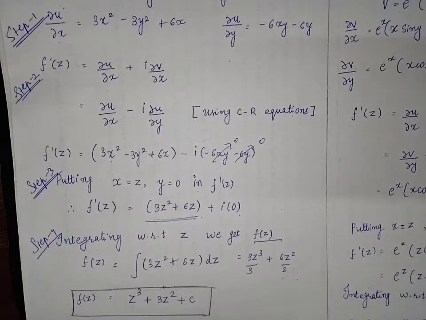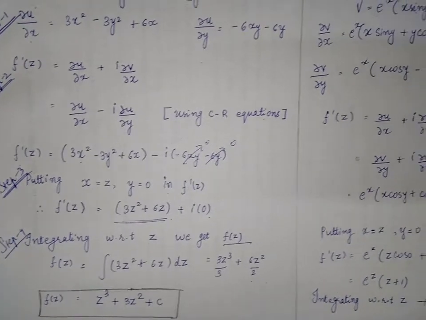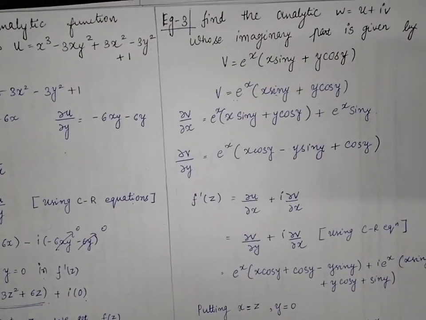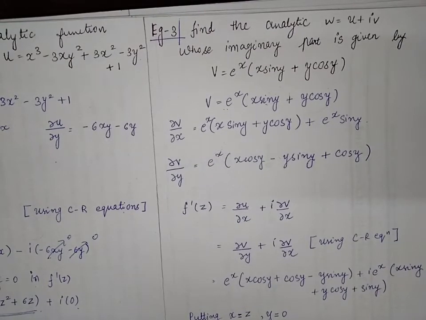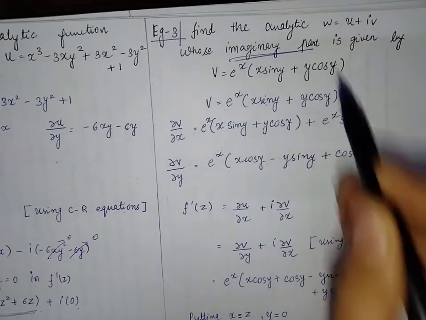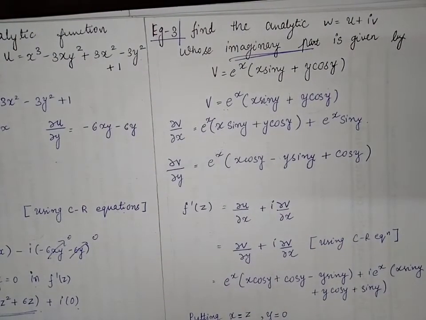Okay. So moving towards the next example. Example 3. Find the analytic function w equal to u plus iv, whose imaginary part is given by v equal to e raised to x, x sin y plus y cos y. Okay, here the imaginary part is given, so we will use case number 2.